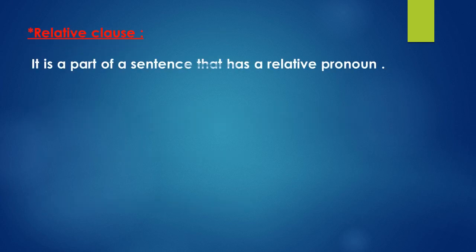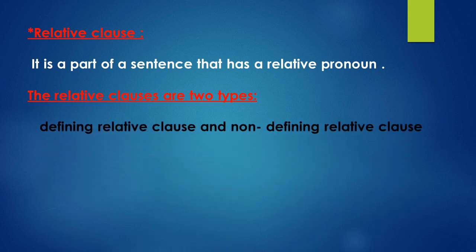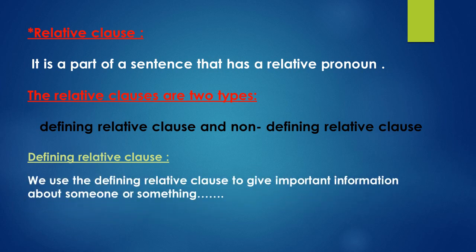Okay, guys, as we said before, the relative clause is a part of a sentence that has a relative pronoun. But guys, the relative clauses are two types: defining relative clause and non-defining relative clause. The defining relative clause, guys, is a relative clause that gives important information about someone or something. Let's have an example. They're the people who want to buy our house. Who want to buy our house is a defining relative clause that gives very important information.